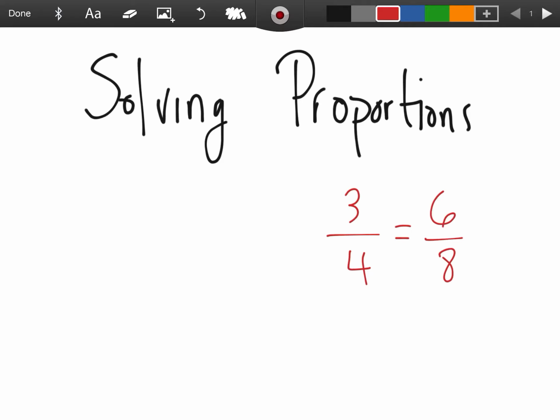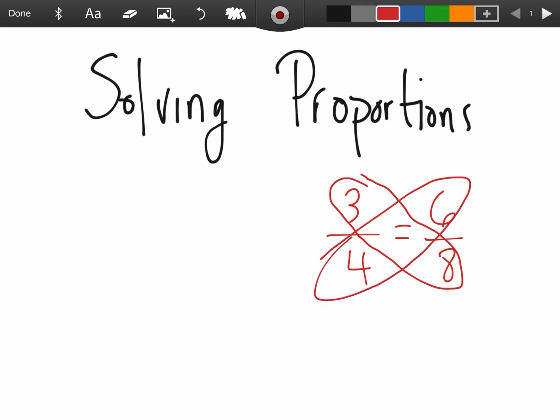And we are going to be using a method of solving today known as cross multiplication. Maybe you've heard it before, maybe you haven't. Essentially, what you're going to be doing is multiplying across. So we'll multiply 3 times the 8 and 4 times the 6. That is the cross multiplication that we're doing. So 3 times 8 on one side, 4 times 6 on the other, and we get 24 is equal to 24. Obviously, that is a true statement.